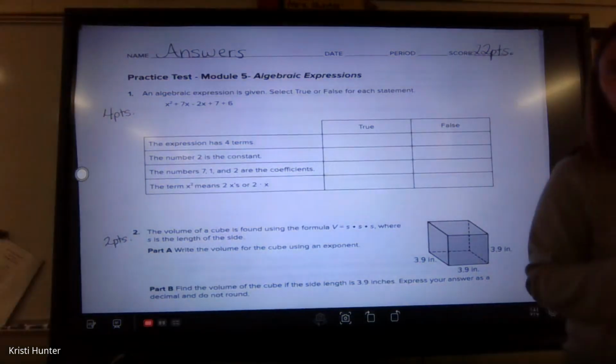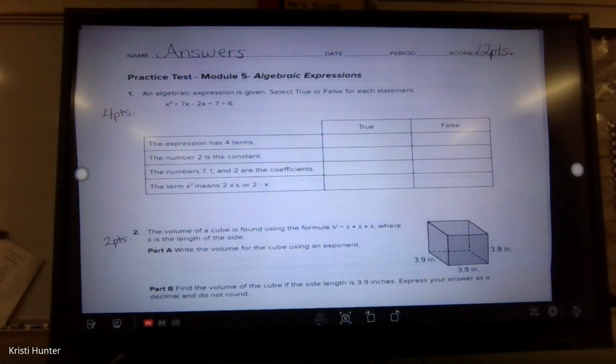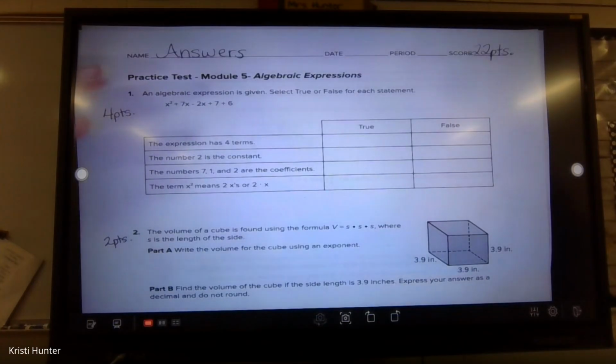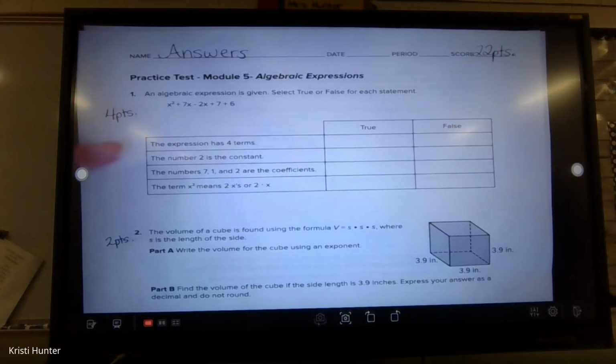All right, we are going to go through the practice test. Remember, you are welcome to pause the video, fast forward the video to any piece of the practice test that you need. So the first question, this is a 4-point question, 1 point for each. It says an algebraic expression is given, select true or false for each statement.